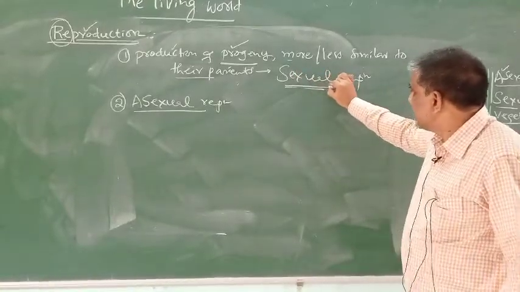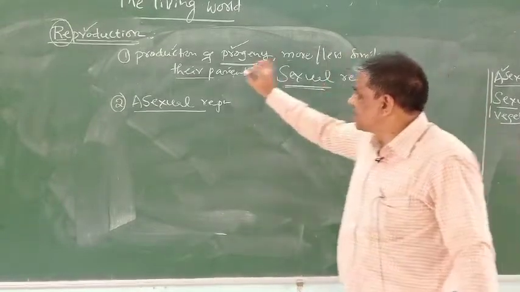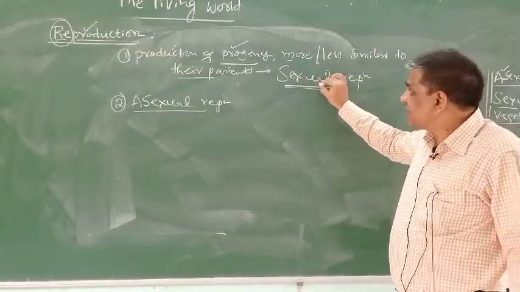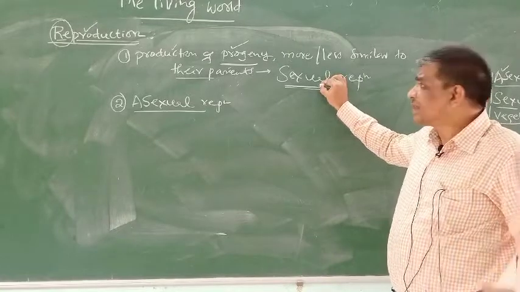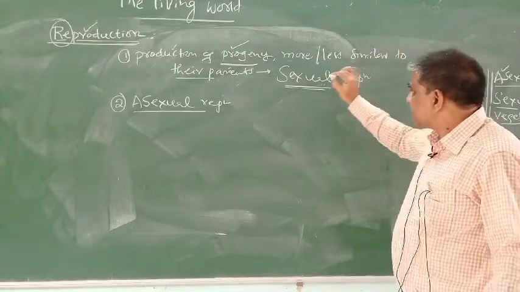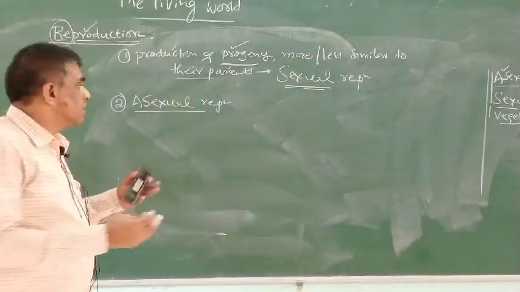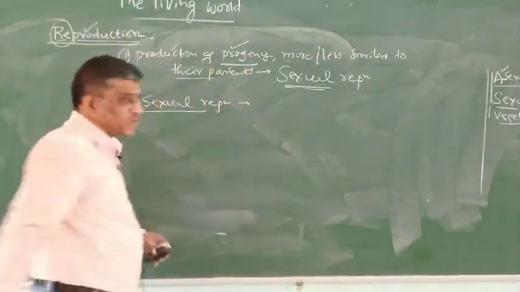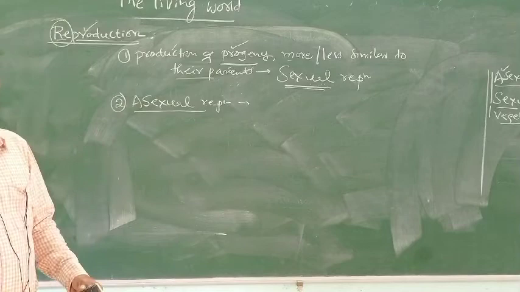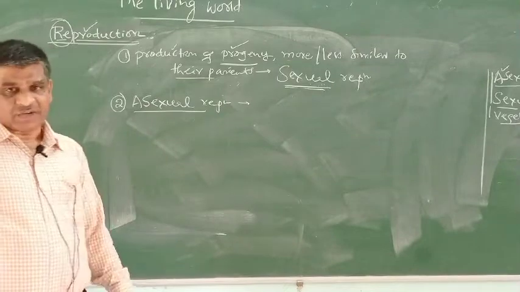Sexual reproduction involves two parents. The reproduction which involves two parents is called sexual reproduction. Also, production of gametes, sexual cells, takes place here, and fusion of those gametes takes place, by which a new individual is produced. Asexual reproduction is where there is no formation and fusion of gametes. The kind of reproduction where formation and fusion of gametes does not take place, and yet a new individual is produced, is called asexual reproduction.